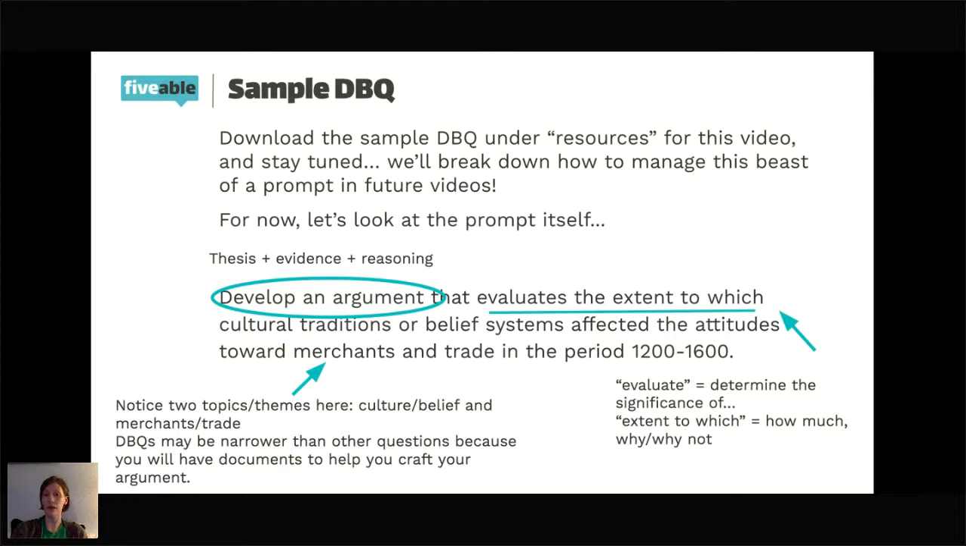Yeah, so these are great comments. People are saying, remembering what you know about China and the attitude toward merchants or toward trade in China. What else? What about the Middle East, or what about Europe?